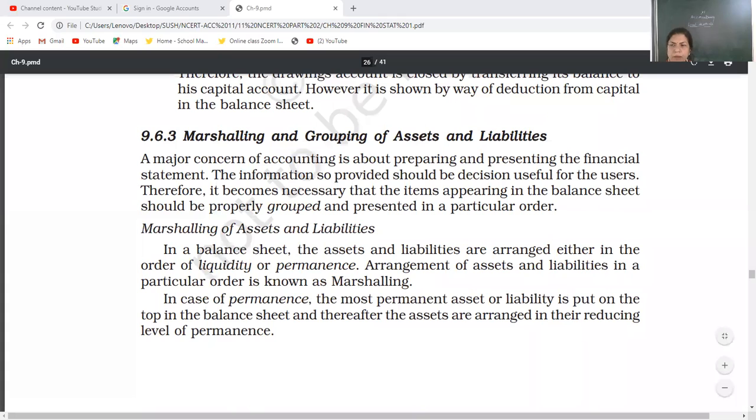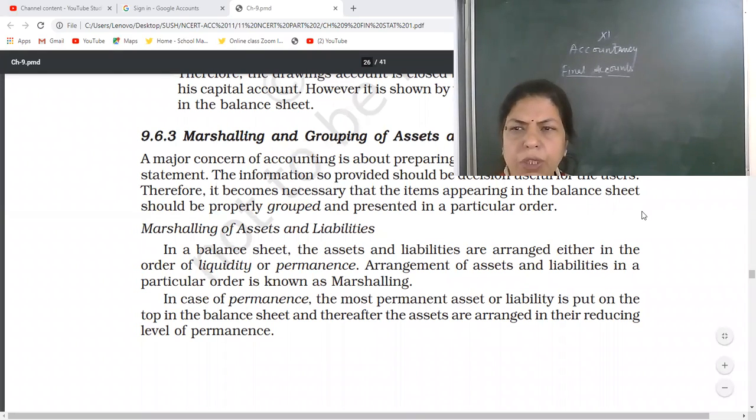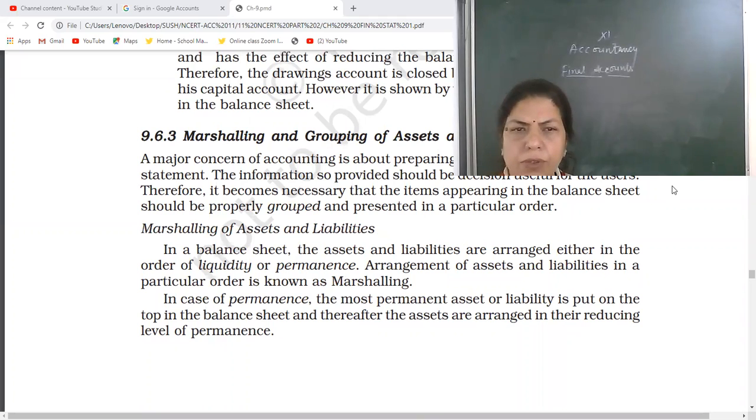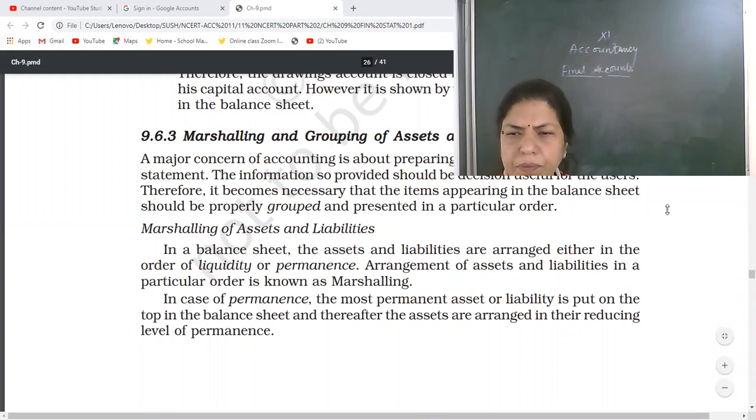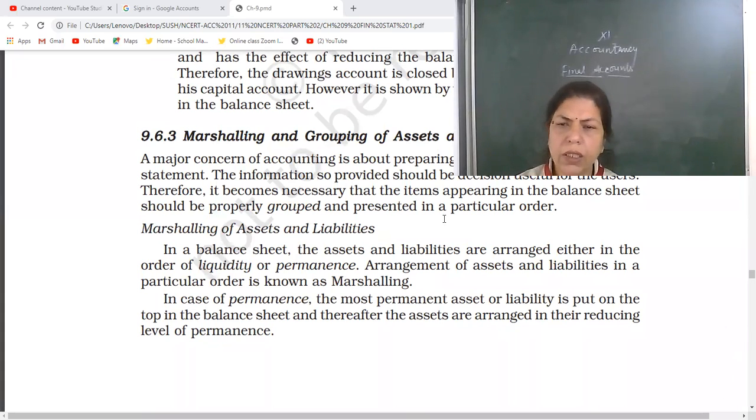See, yesterday also we were doing the same topic, but today we will do the numericals. Okay, so see, marshalling and grouping of assets and liabilities. A major concern of accounting is about preparing and presenting the financial statements. The information so provided should be decision useful for the users.